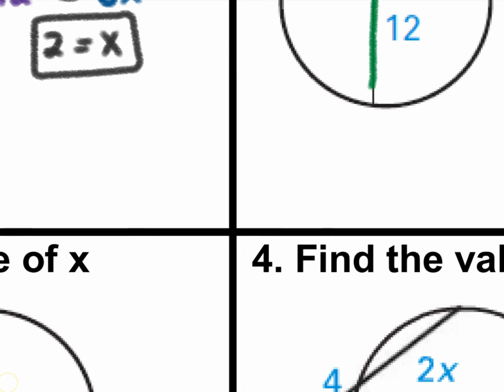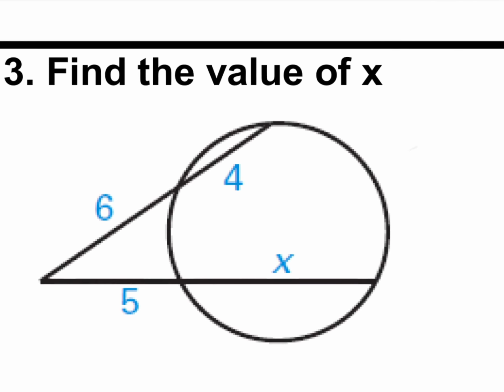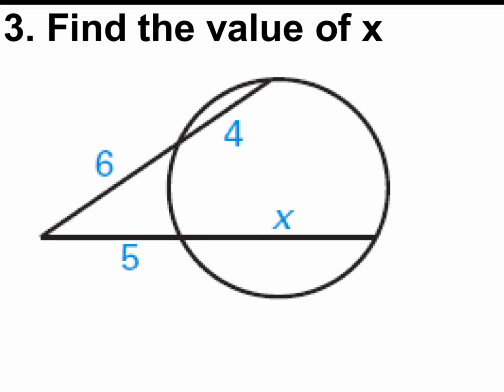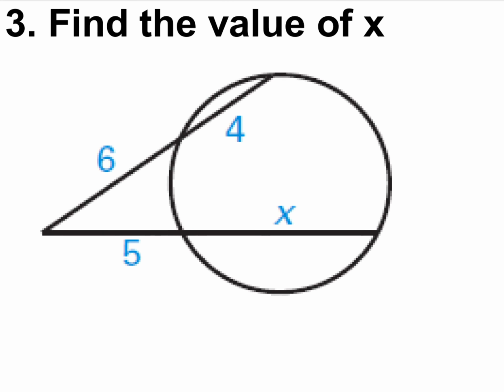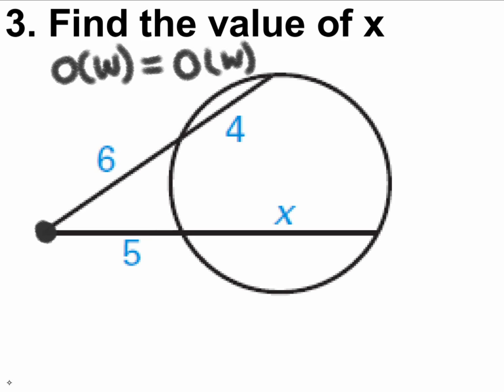Okay, let's scroll down to number 3. Take a look at this one. Number 3 is a little different than 1 and 2. The vertex now is outside of the circle, so we get a different equation because it's a different situation. That equation is the outside times the whole line is equal to the outside of the other line times the whole of the other line.